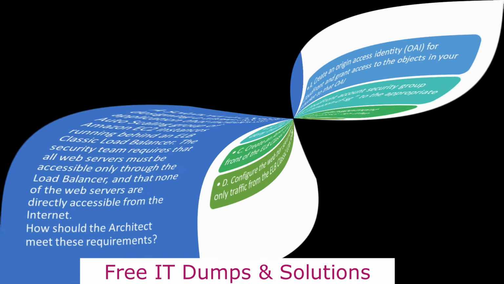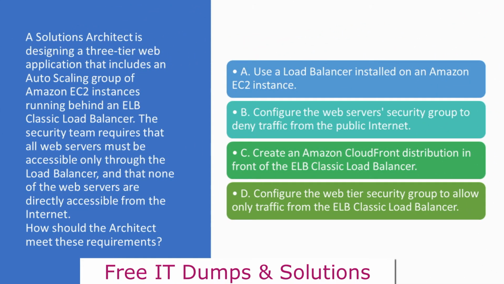Let's talk about next question. A solutions architect is designing a 3-tier web application that includes an auto-scaling group of Amazon EC2 instances running behind an ELB classic load balancer. The security team requires that all web servers must be accessible only through the load balancer and that none of the web servers are directly accessible from the internet. How should the architect meet these requirements?